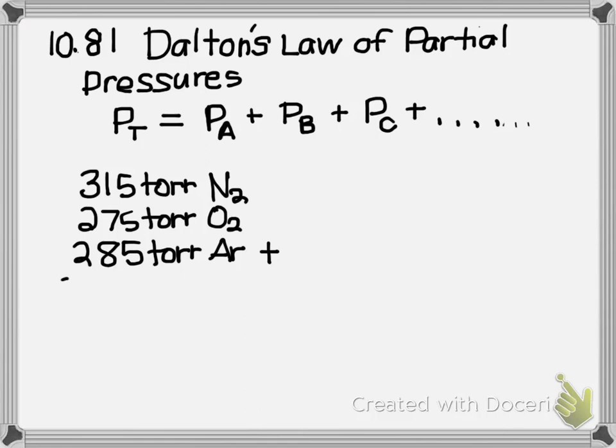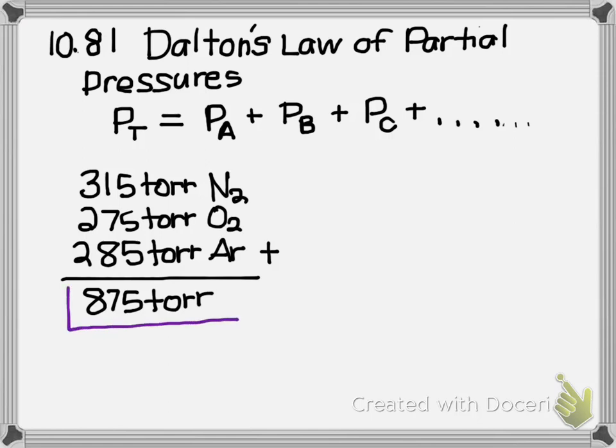Well, what Dalton's law says is that we can add up all of these gases to determine the total pressure of that mixture. So the total pressure of this mixture is 875 torr. And we get that simply by adding up the partial pressures of each gas in the mixture. Now the second part of this asks what the mole fraction of O2 is.